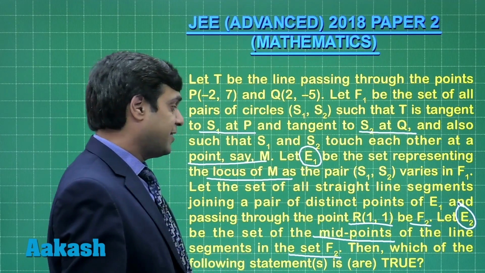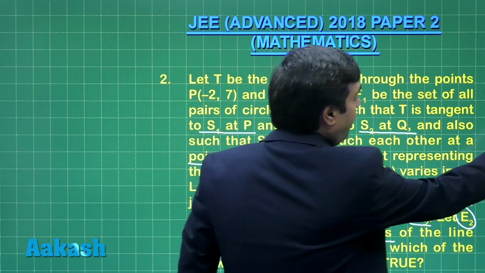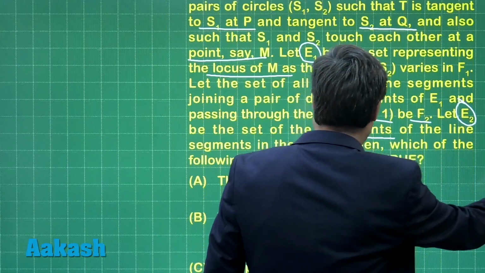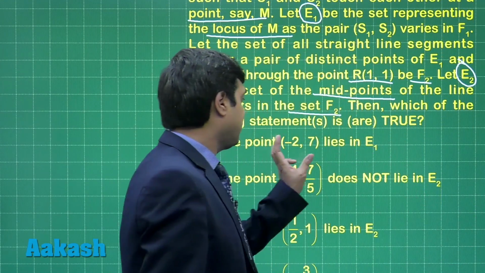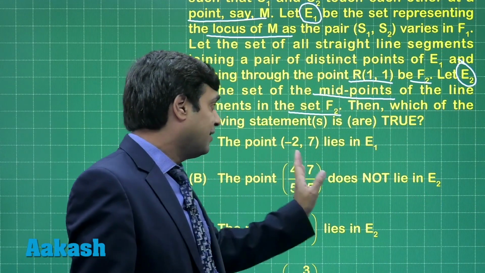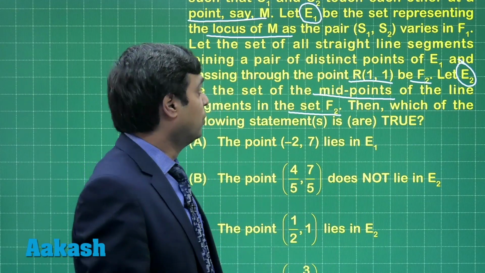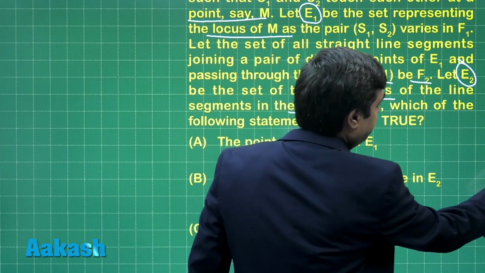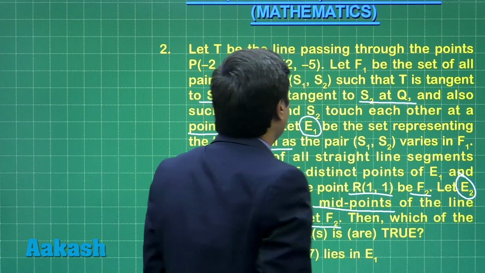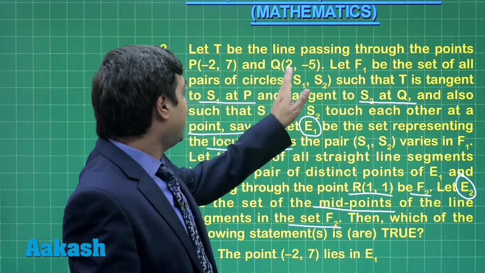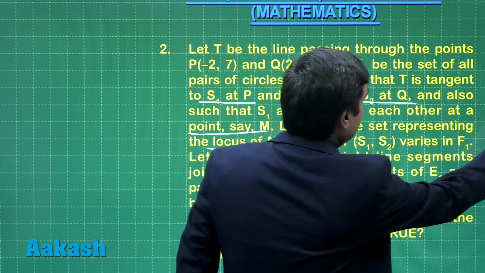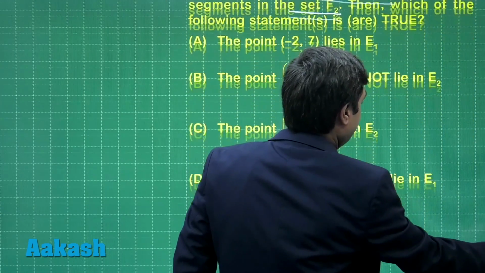Then which of the following statements are true? 4 options are given based on it. Options are like 4 points are given, these are lying in E1 or E2. So, important terms, that is point P and Q, let us write it down: P is (minus 2, 7) and Q is (2, minus 5).